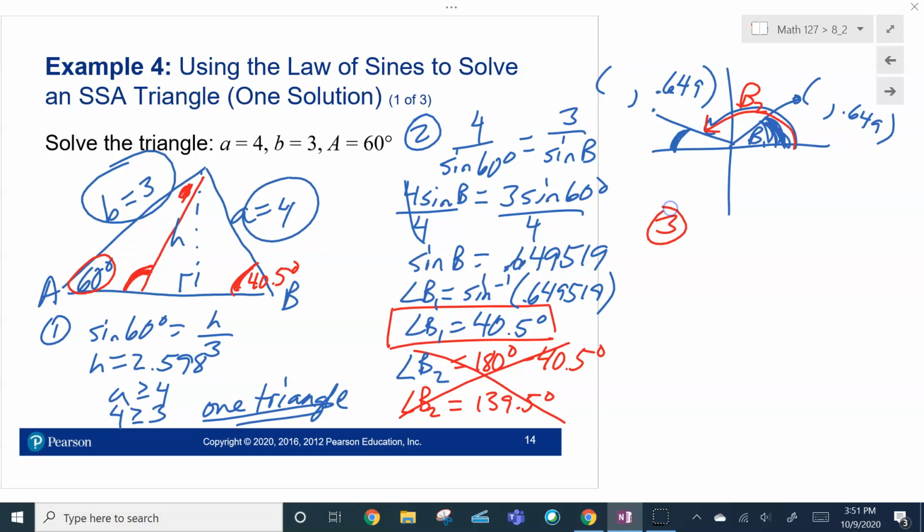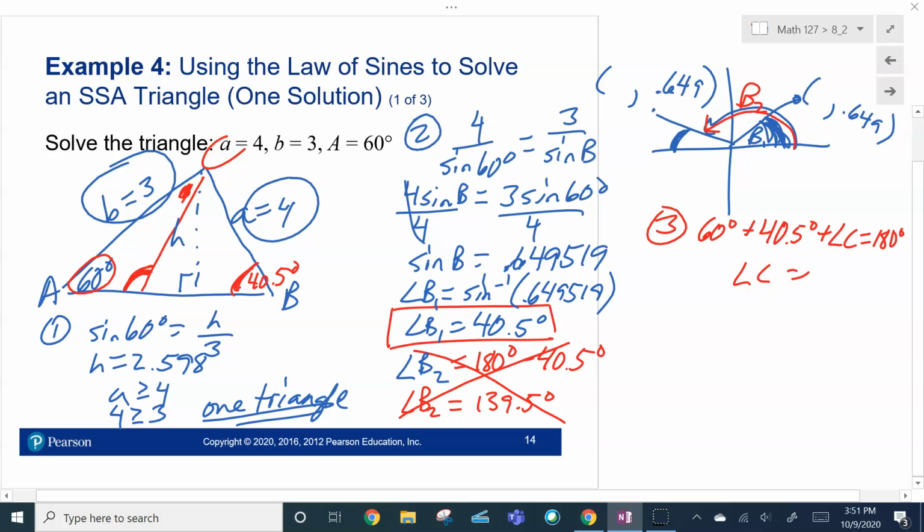So let's continue on then with this. If angle A is 60 degrees, angle B then is 40.5 degrees. Again, make sure your calculator's in degrees on this stuff. And then we've got angle C. All these add up to 180 degrees. So angle C must be, and that's angle C up there, 79.5 degrees. Okay. Let me stop here and I'll do another.